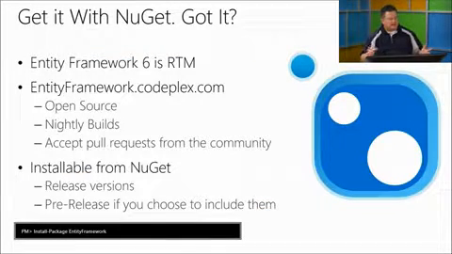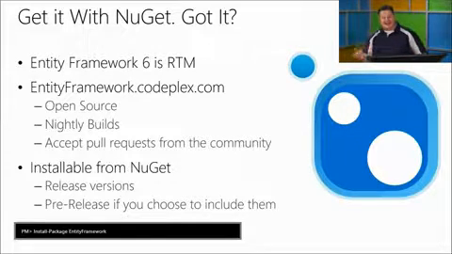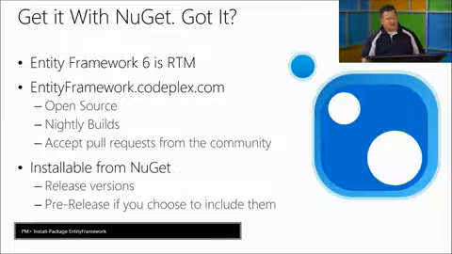And so how do we get Entity Framework? Well, you're going to get it with NuGet. Entity Framework 6 is now actually RTM, and this is now an open source project. You can go get nightly builds of Entity Framework from entityframework.codeplex.com. And so if you want to make sure that you're using the latest version, you can either pull that in from NuGet, or Visual Studio can help you do it if you build an EF6 model in the designer.